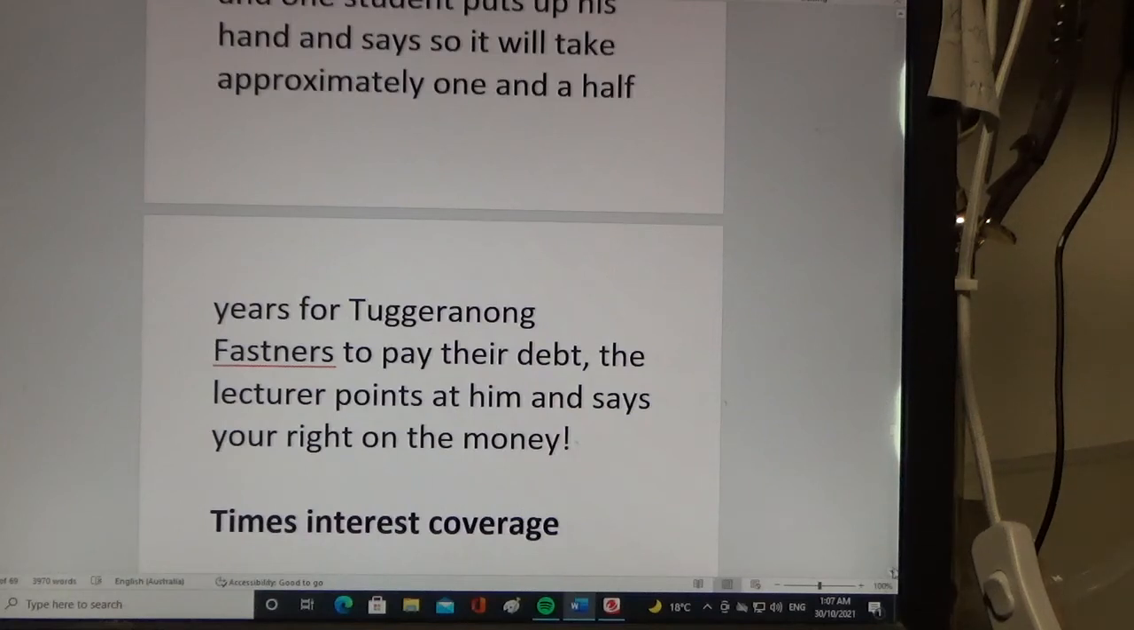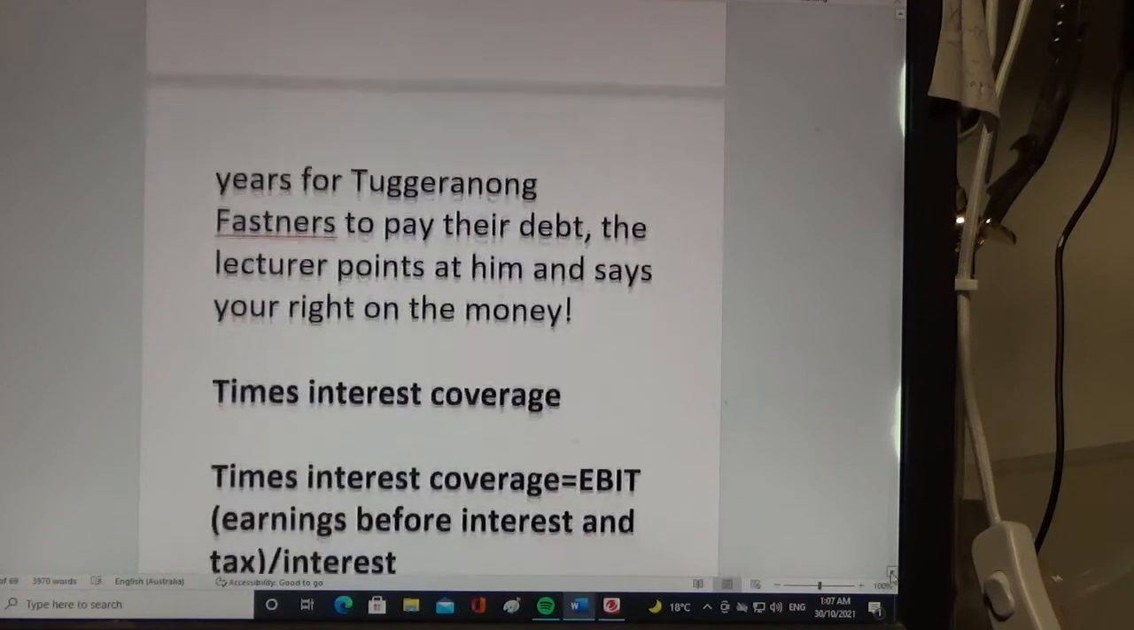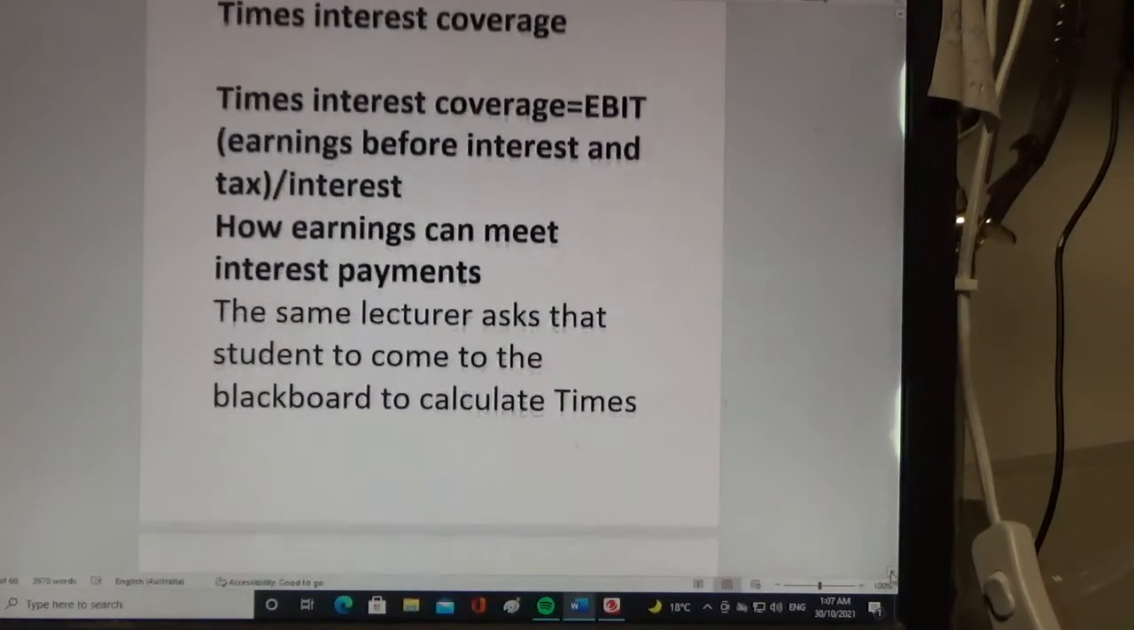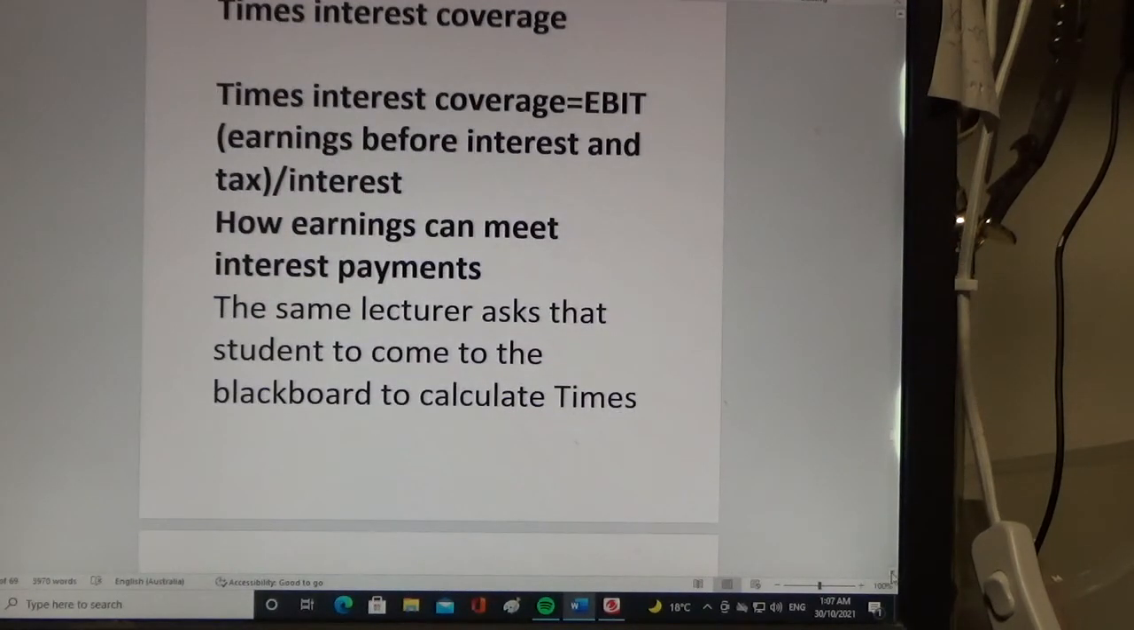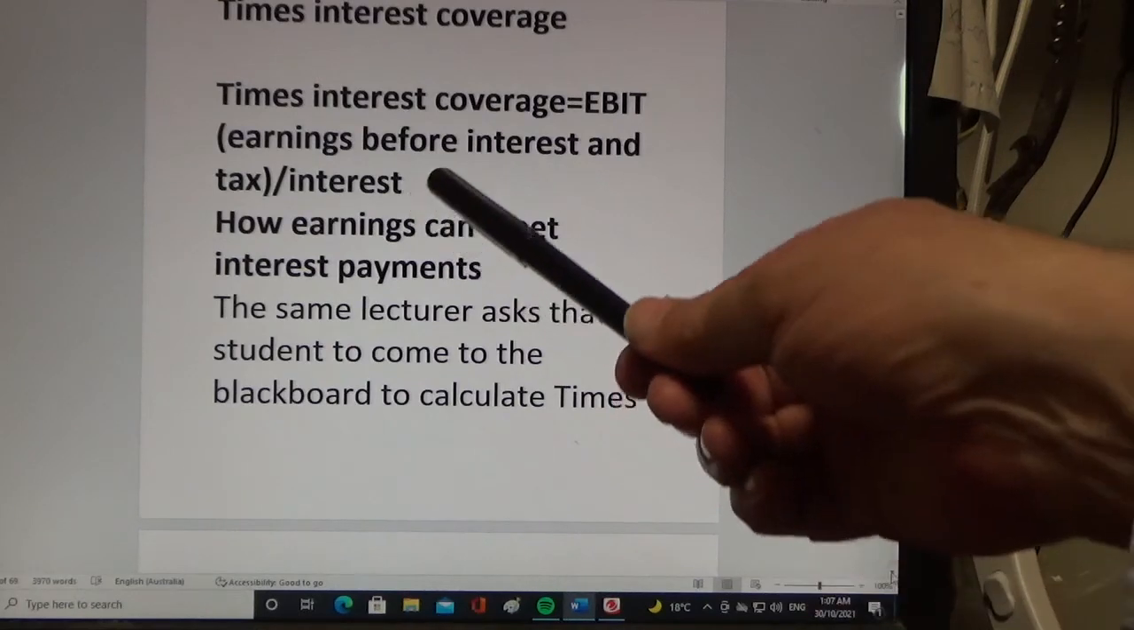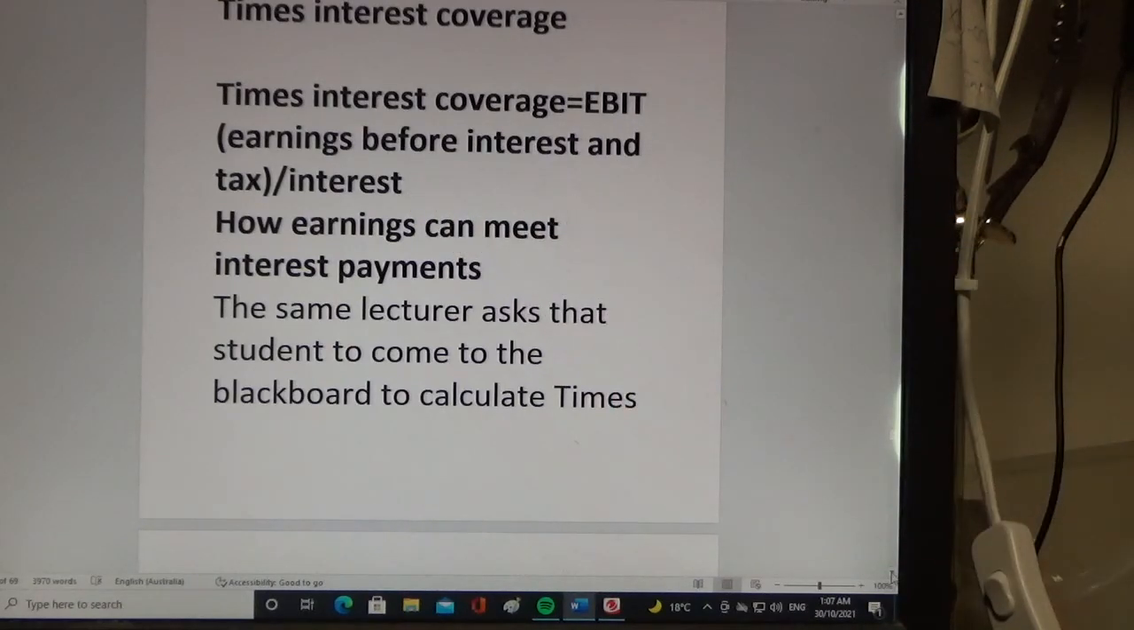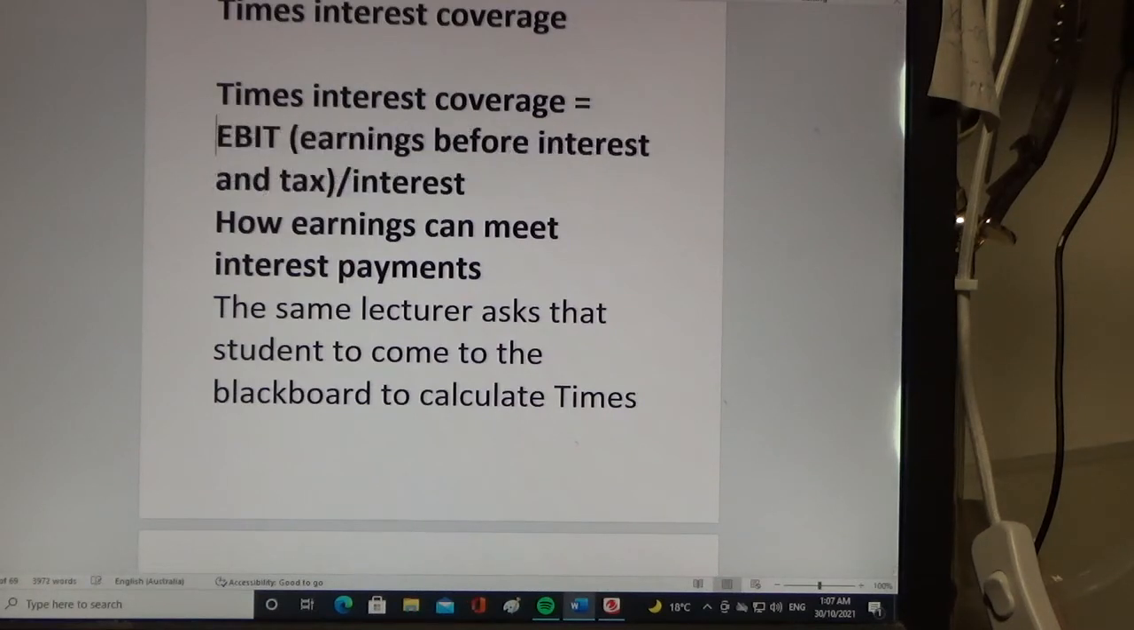Now, times interest coverage ratio. This is a really important one. You've got to get this right. Times interest coverage ratio equals earnings before interest and tax, right? Divided by interest payments on loans. It shows how these earnings are used to meet interest payments.